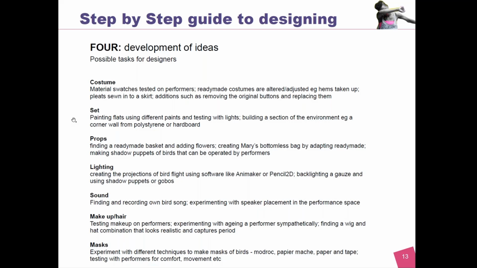For set design, students could experiment with painting the flats, as in those big boards that are used on stage, using different paints to see what effect it has. Can the audience understand what's being represented? How is it when the lights are shone? What happens when the performers are in front? Can you still see what's happening? Stage furniture, what impact does that have? It may be that they build a section of the environment, e.g. a corner wall, and it's made from polystyrene or from hardboard.